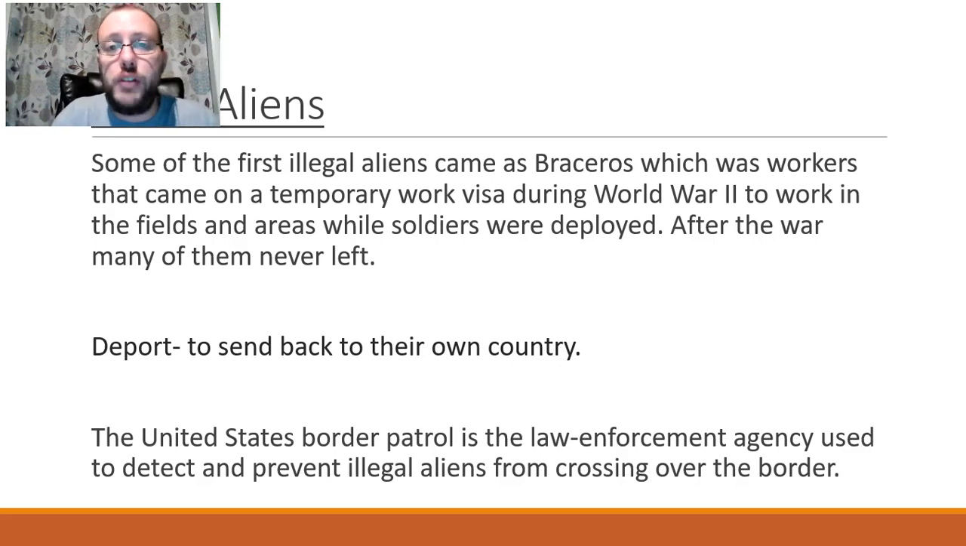The word deport means to send back to your own country. You hear people say they're going to be deported, they're deporting people, usually in countries like ICE and some of these government organizations. It just means that they're sending them back to their own country.